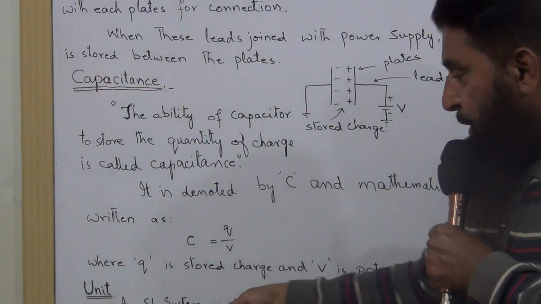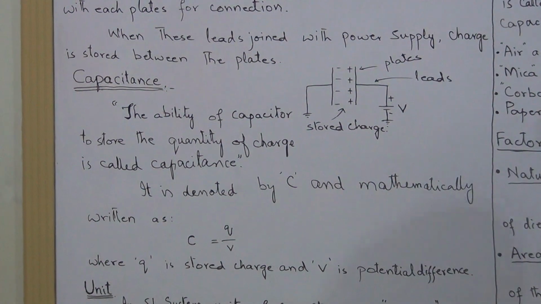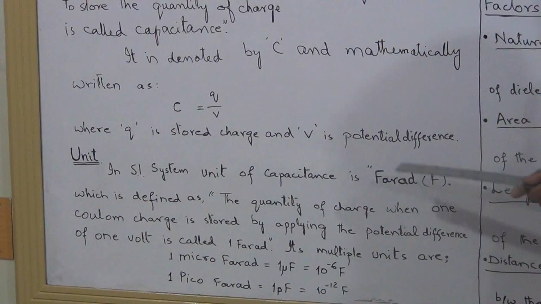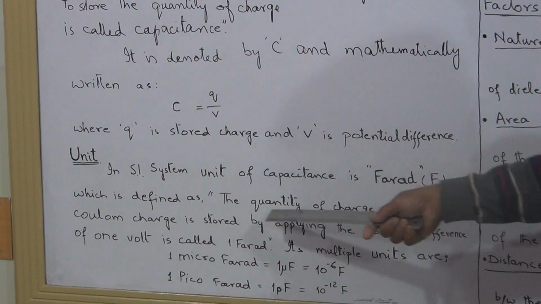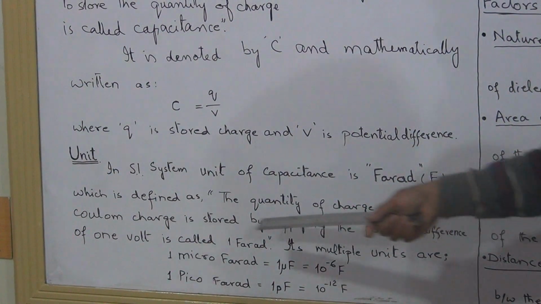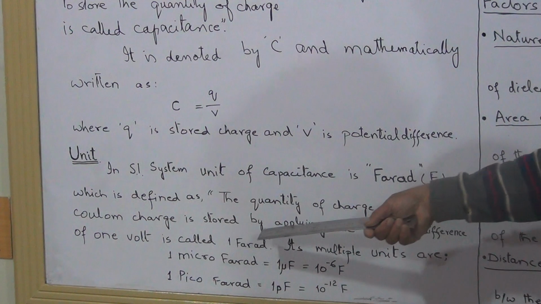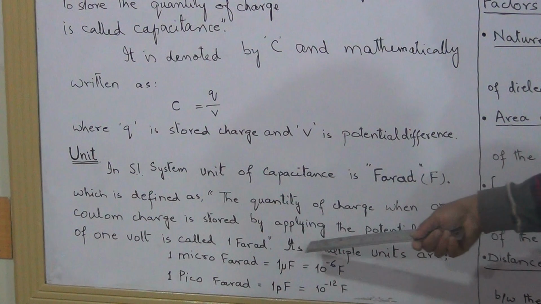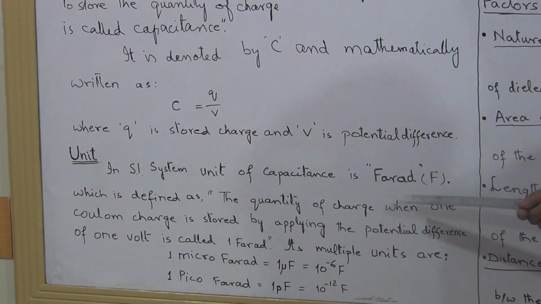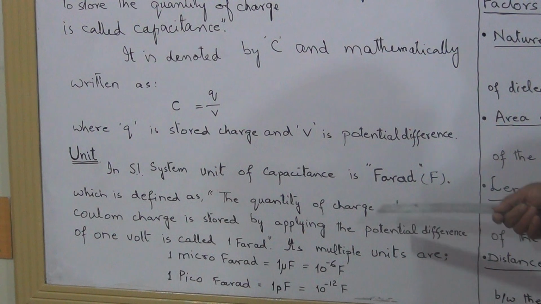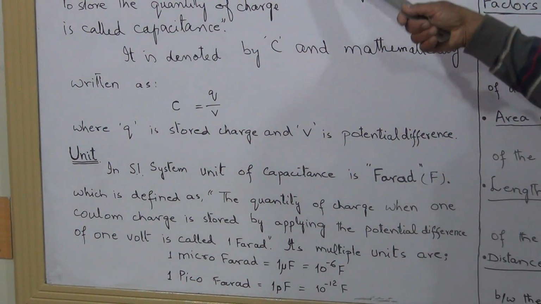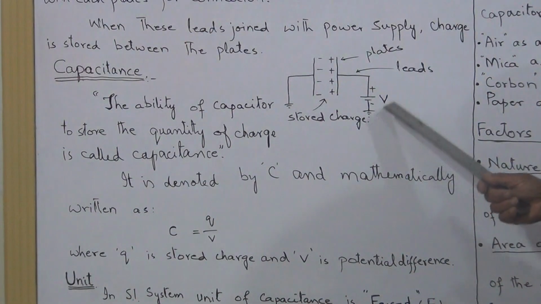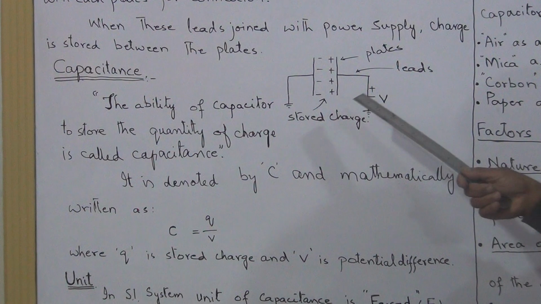Now the unit of capacitance in the SI system is the farad, denoted by capital F. Now what is a farad? The quantity of charge when one coulomb of charge is stored by applying a potential difference of 1 volt is known as 1 farad. So farad is the unit of capacitance when 1 coulomb of charge is stored and a potential difference of 1 volt is applied to the capacitor.